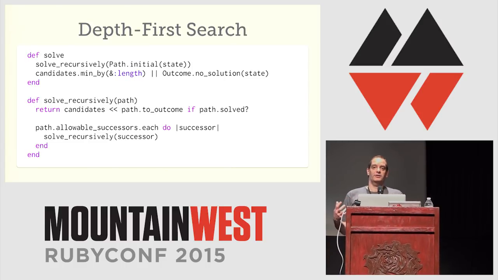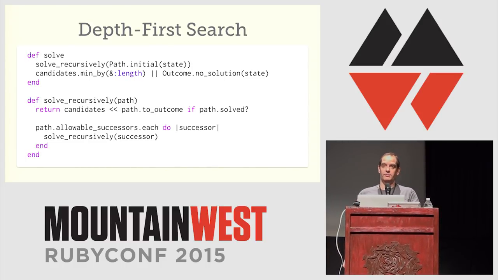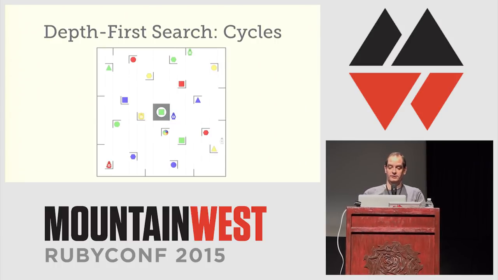Okay, so you generate all the successor paths and then solve each of those recursively, and that's a depth-first search. Now, in this solver, I started out solving for a single robot just because that was an easier problem to work from. And the first problem you run into is the idea of a cycle. So you can get a robot up in the corner here, and it starts going around in circles. So you have to guard against that. You want to make sure that you don't end up in an infinite loop because you'll never find your solution.